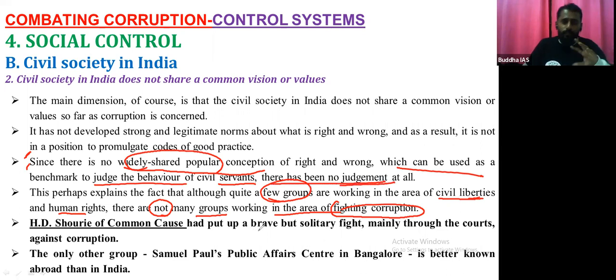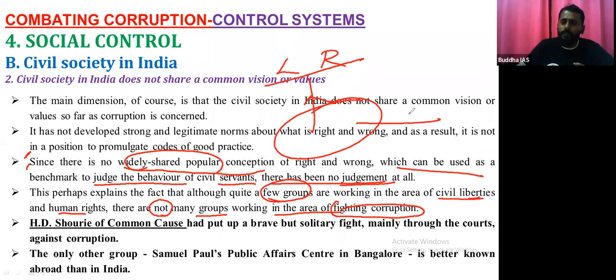Since we don't have the exact perception as to what is right, what is wrong, who is corrupt, who is uncorrupt, we are not able to come up with a standard benchmark, because our laws and our rules and regulations reflect what people think right and wrong. Here, what people think right and wrong with respect to corruption is ambiguous. So we are not able to come up with stringent laws.